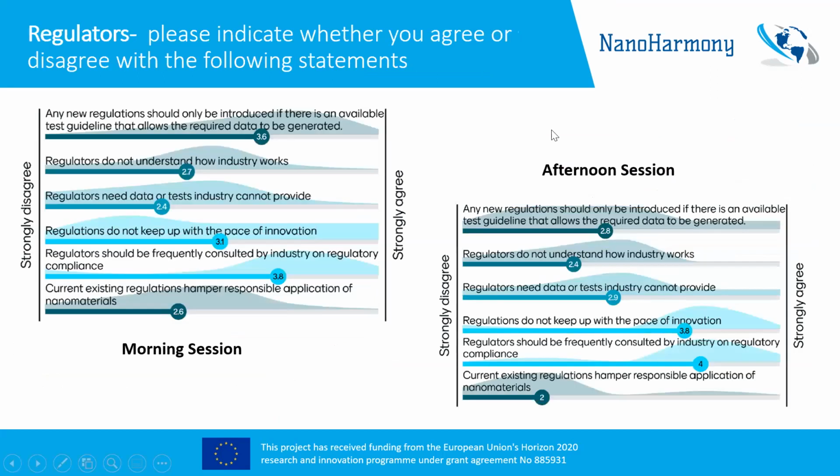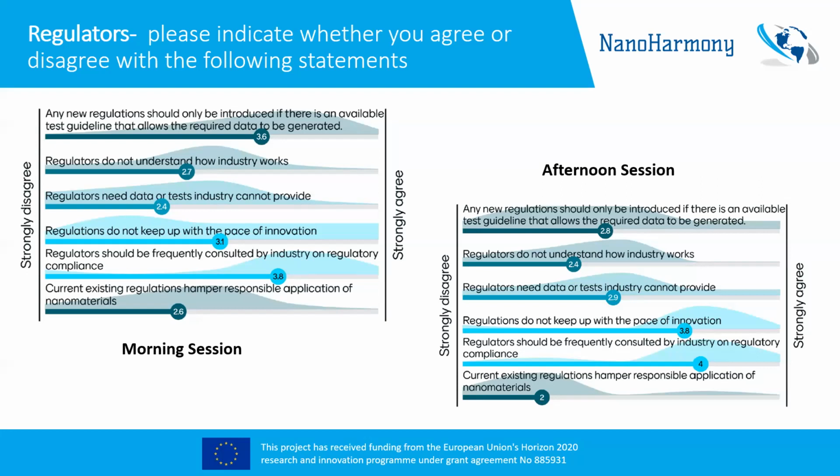And for regulators, we again asked them a series of similar statements, and again asked whether they strongly agreed or strongly disagreed with those statements. So we asked them the same question about whether regulation should only be introduced if there is an available test guideline. There was some split between the morning and the afternoon sessions over how much agreement there was with that statement. On the whole, they generally disagreed, as they thought that regulators do understand how industry works. There seems to be varying towards disagreement on regulators needing data or tests that industry cannot provide.